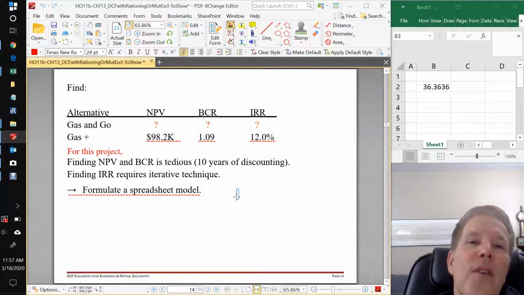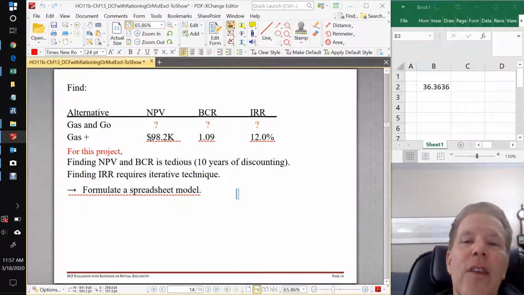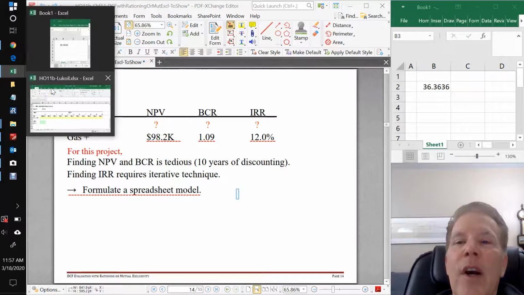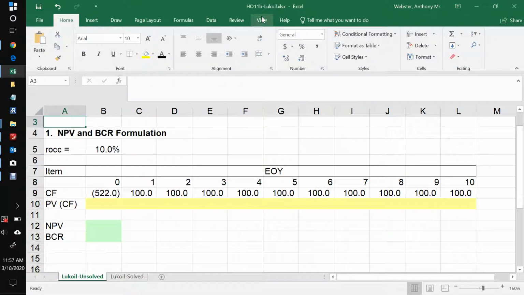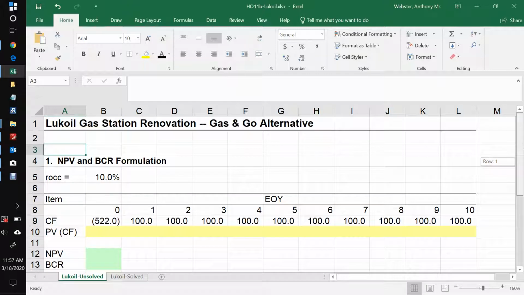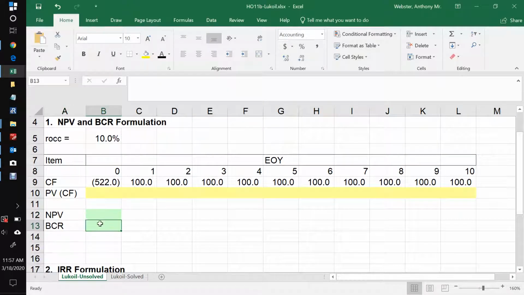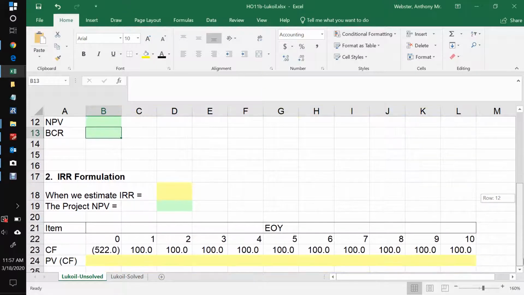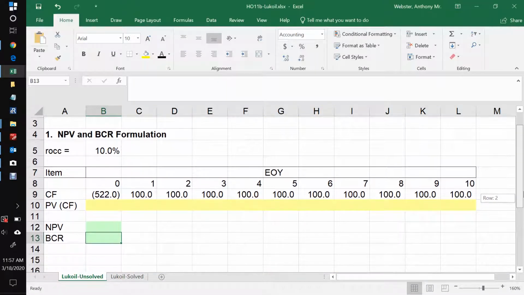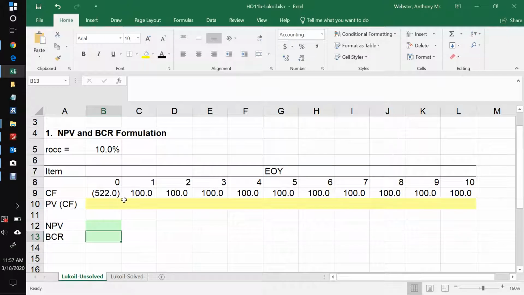So this is going to illustrate for us how to solve a problem like this in Excel, but it's also going to reinforce some of the basic Excel skills that we all need in a business environment. I'm going to be working with this HO11b Lukoil file, which is posted with the handout for this section. For the gas and go alternative, I want to find the NPV and the BCR, and then down here, I'm going to want to find the IRR.